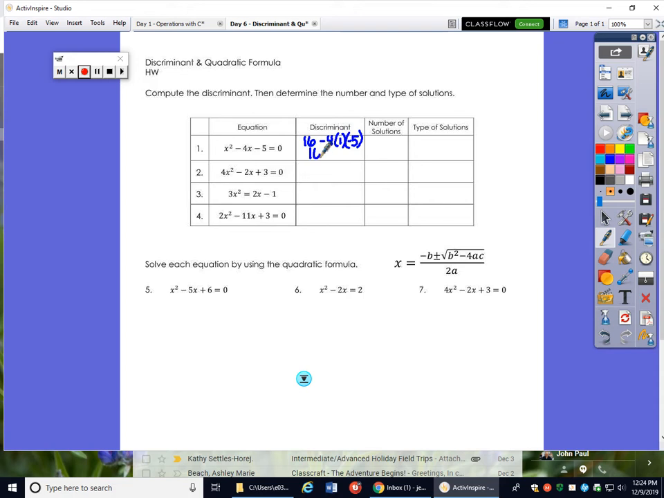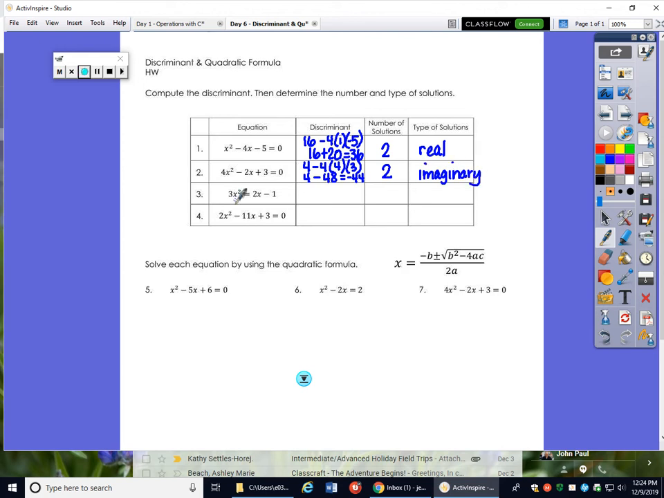So that's going to be 16 plus 20, which is 36. So this means we're going to have two solutions and they're going to be real because the answer was a positive number. In number 2, we're going to have 4 minus 4 times 4 times 3, which is going to be 4 minus 48. So that's negative 44. So those are negative, which means it's going to be 2 imaginary.